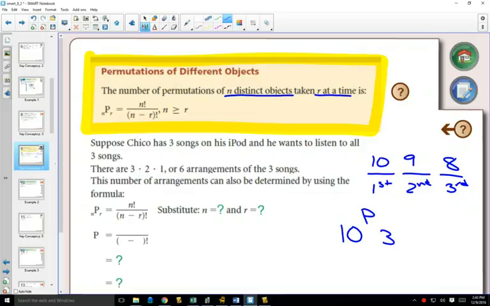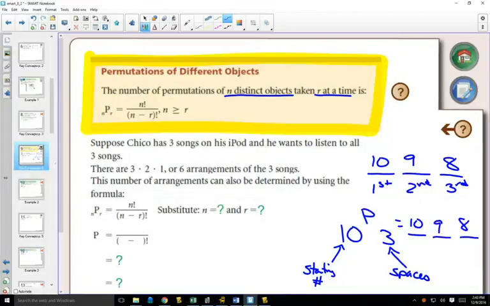When we have this number, it basically stands for how many spaces we have. And this is the starting number. So 10P3, 3 spaces, start with 10 and go down 1 each time. That's what the formula means in a quick way.